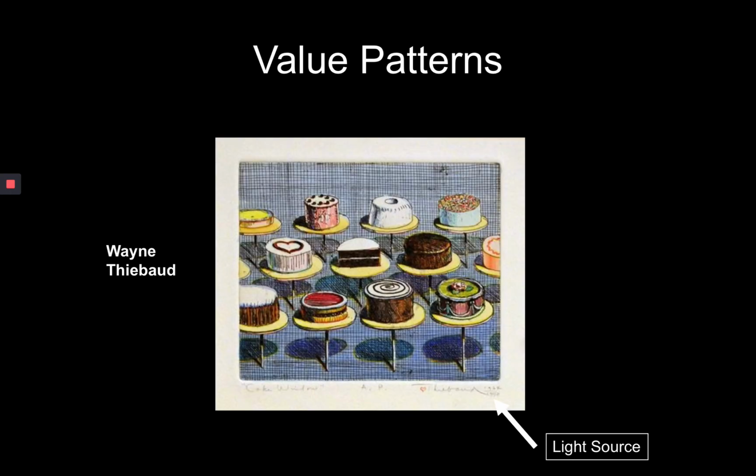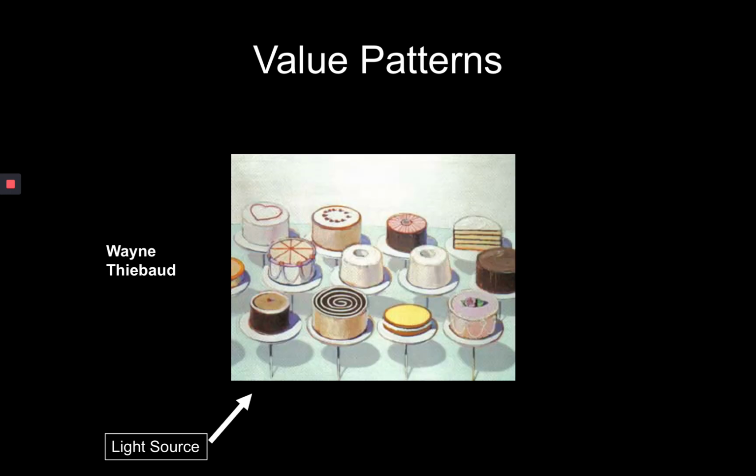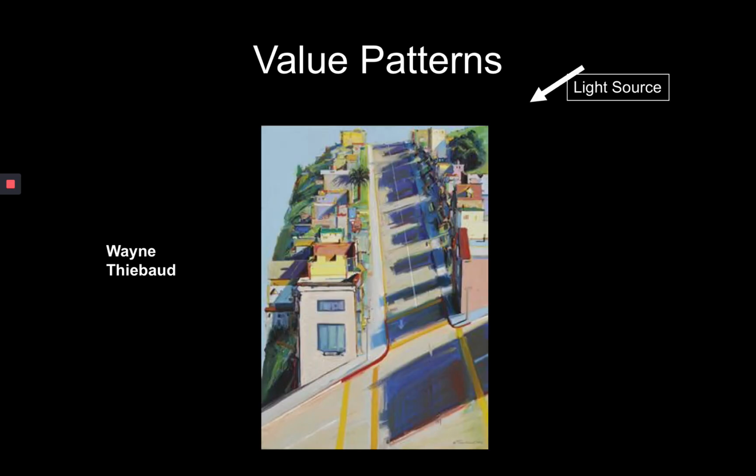Here's a color version. Here's a painting where the light source changes. This is an oil painting. Look at the shadows. Notice that each shadow, even though the cakes are different colors, remains pretty much the same in terms of its tonality.